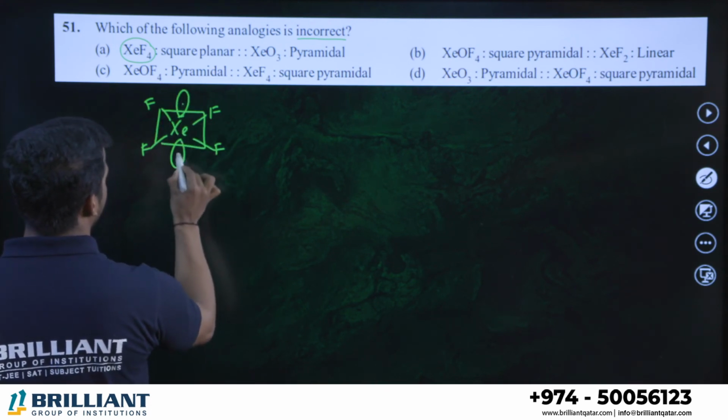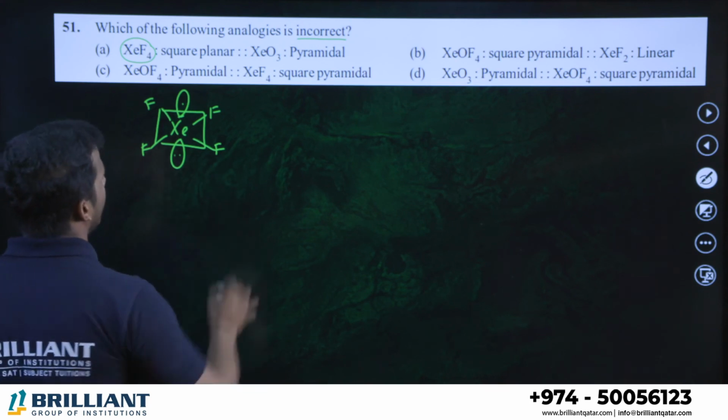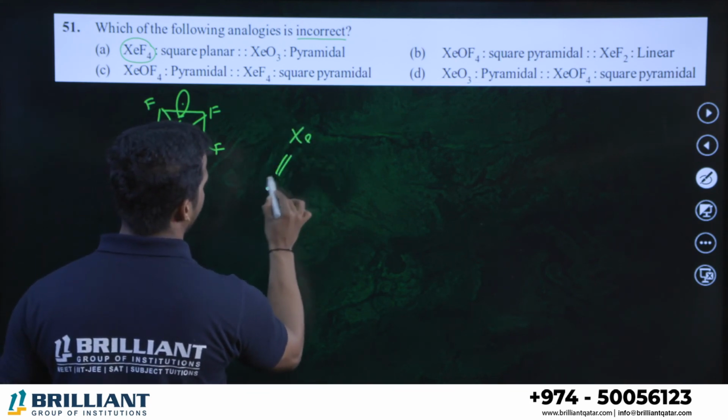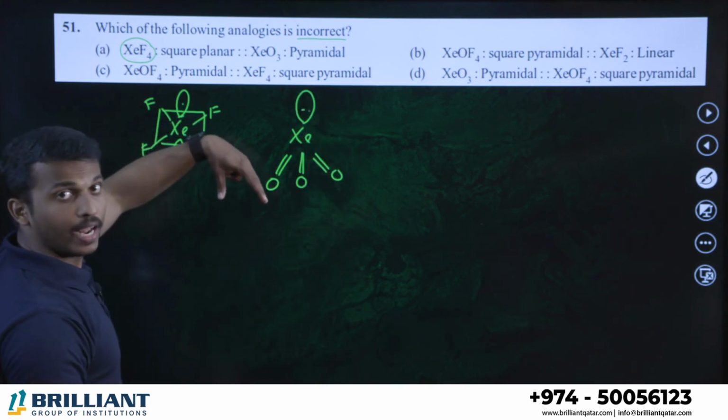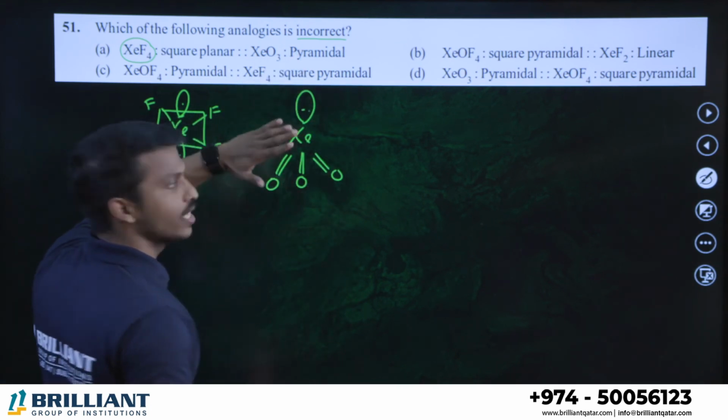This is the shape of XeF4, square planar. What is XeO3? Pyramid shape, trigonal pyramid shape. Correct one. Question is, which is incorrect.